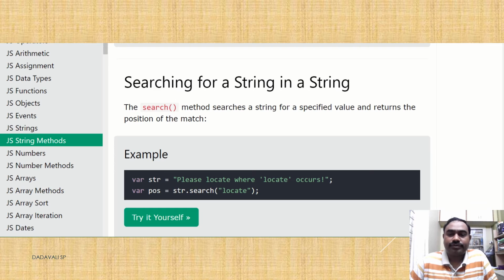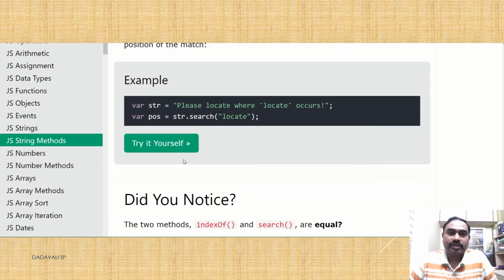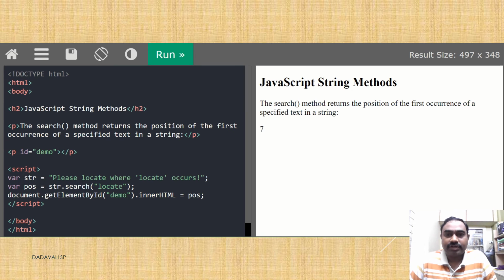Here, the search method. It's a very important method. Searching for a string in a string. The search method searches a string for a specified value and returns the position of the match. In "Please locate where locate occurs" it shows the index too. This one also shows the particular position of the string.